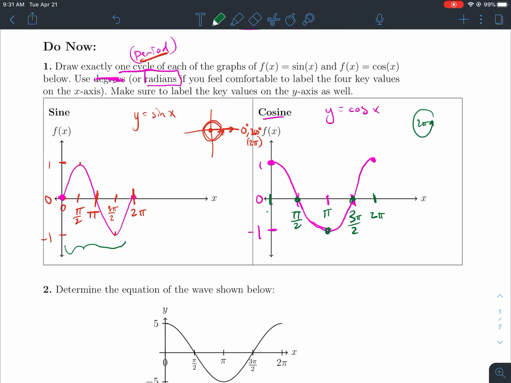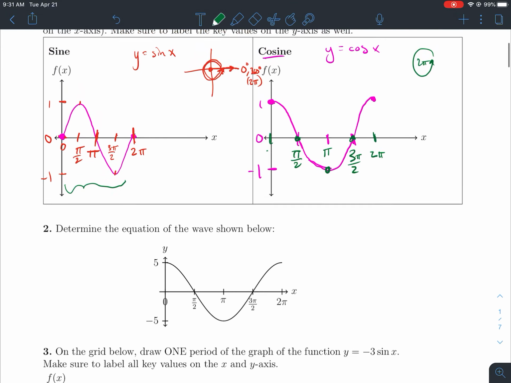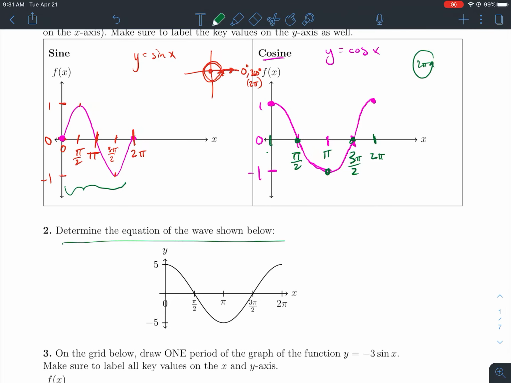All right, so we've got our sine and cosine graphs, and that's super nice. Let's determine the equation of the wave shown below. So the first thing that we need to do with this wave is figure out, is it a sine wave or cosine? And so using our reference graphs up above, it does look quite a bit like the cosine graph. So definitely it's going to be y equals cosine of x.